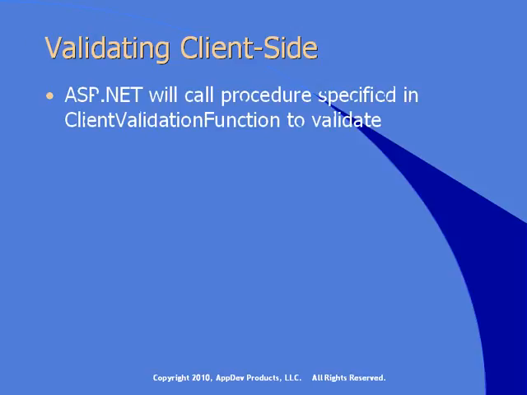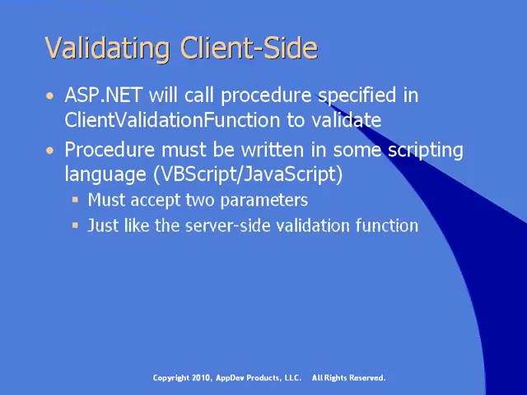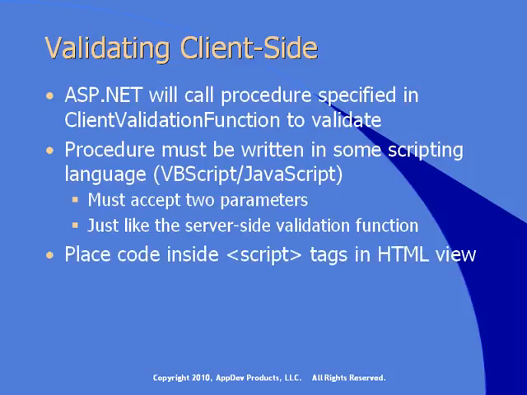If you validate on the client side, ASP.NET will call the procedure that you specified in the client validation function. The procedure has to be written in some scripting language. It could be VBScript, but don't, or JavaScript. It has to accept two parameters, just like the server-side validation function. The first is the object that raised the event, and the second is the object that contains the isValid and value properties. You'll place your code inside the script tags in HTML view.